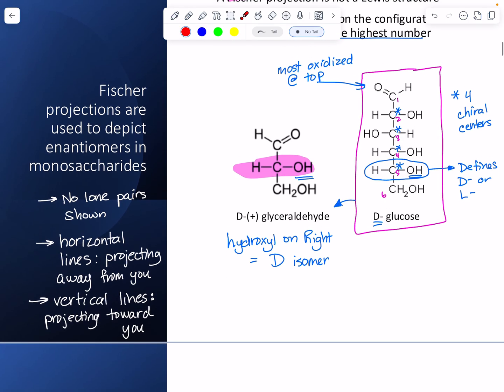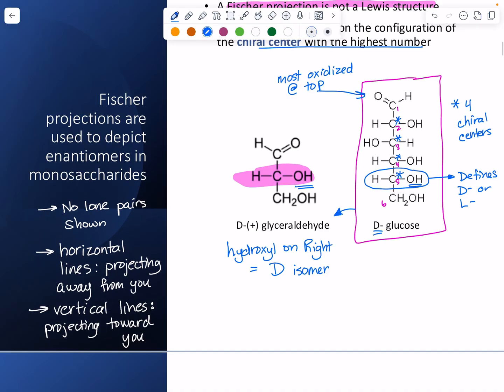So let's quickly draw L-glucose so that we can see what the difference is. Remember, L-glucose is going to be a full mirror image. So that's going to be an enantiomer, full mirror image. And so we would reverse the chirality at every single chiral center.